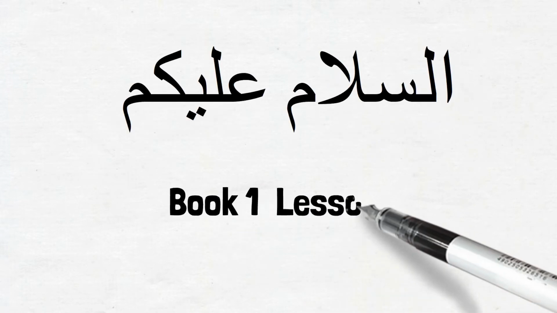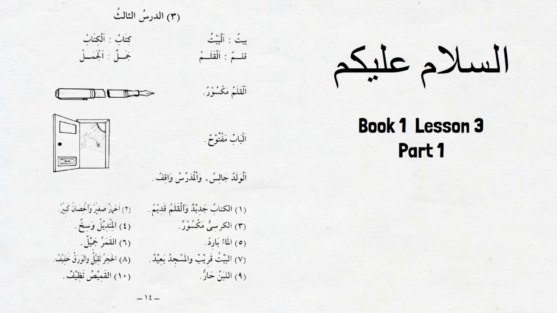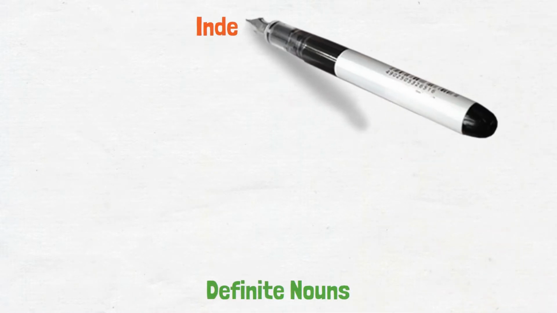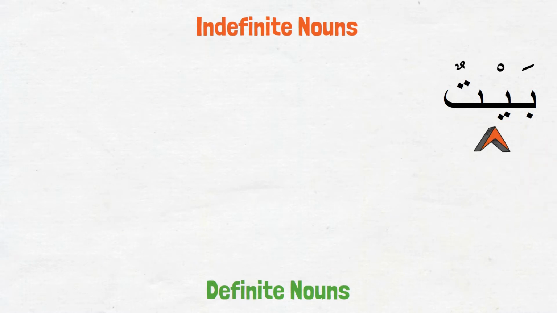We are in book 1, starting lesson 3 today. So this is going to be part 1 of lesson 3. In my book copy, we are on page 14. In this video, we will learn more about definite and indefinite nouns in Arabic. We will first learn how to turn a noun from indefinite to definite form, and then we will learn how to use them, insha'Allah.